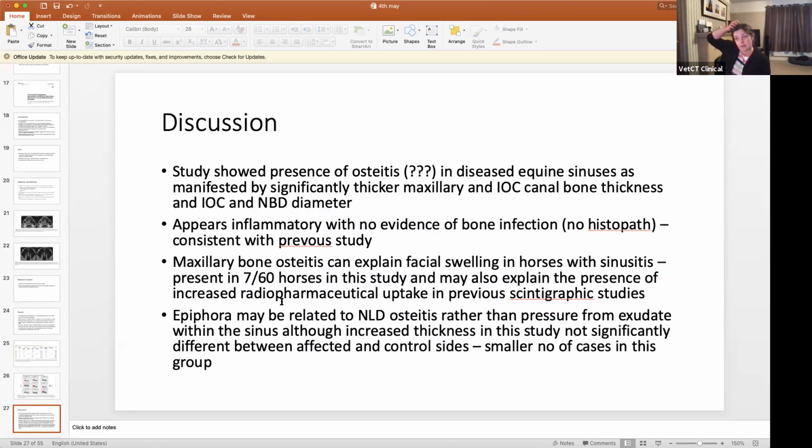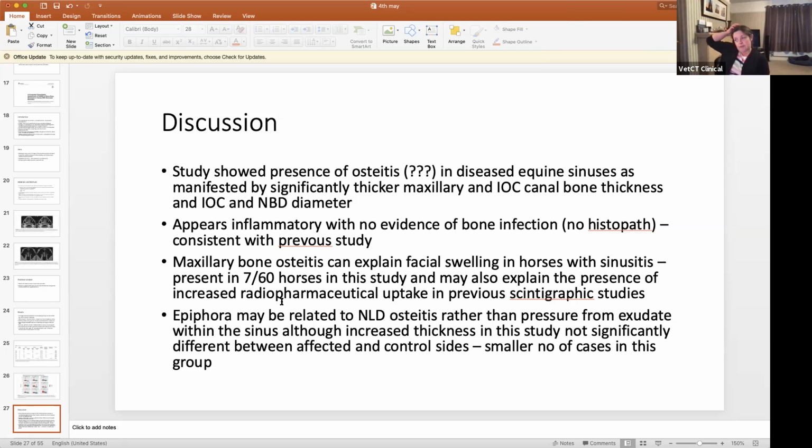The discussion, they talk about the study showing the presence of osteitis in diseased equine sinuses. Now, I'm not sure you can make the leap from thickened bone to osteitis without histopath, but that's just me being super picky. Manifested by significantly thicker maxillary bone and infraorbital canal bone thickness and increased diameter of the bones of the infraorbital canal and the nasolacrimal duct. They then go on to say it appears inflammatory, but there's no evidence of bone infection. Again, I'm not sure they can say that because they haven't got any histopath. So I'm not sure you can say why the bone's thickened. You can just say it is thickened based on the CT. But again, that might be me being picky as well.